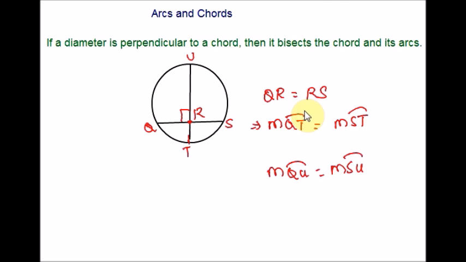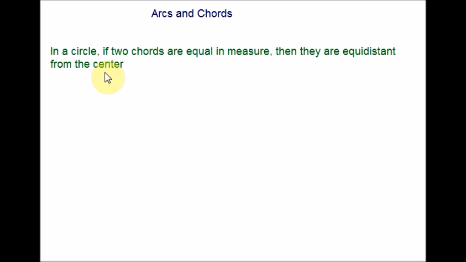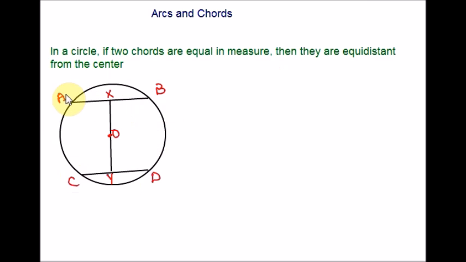Now let me post the next theorem. In a circle, if two chords are equal in measure, then they are equidistant from the center. Please see the figure. There are two chords AB and CD. O is the center. Let X be the point where the perpendicular from the center meets the chord AB and Y be the point where it meets the chord CD. If the two chords are equal in measure, if AB equals CD, then by the theorem, they are equidistant from the center.